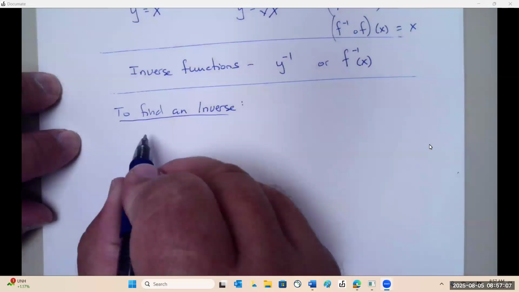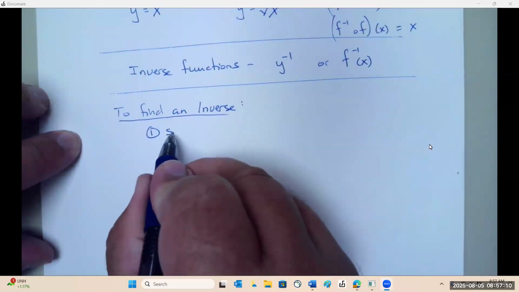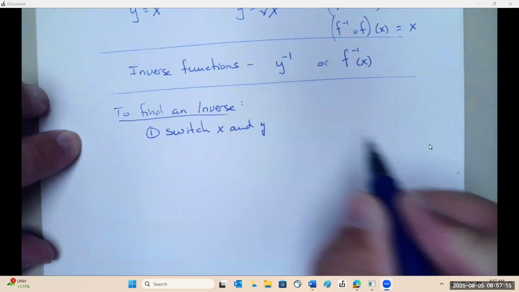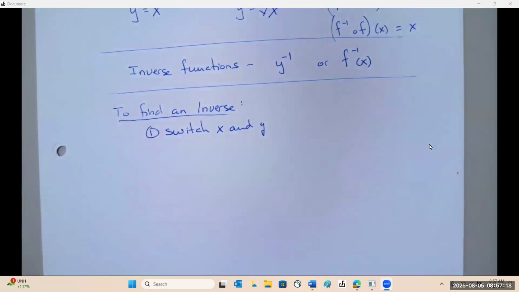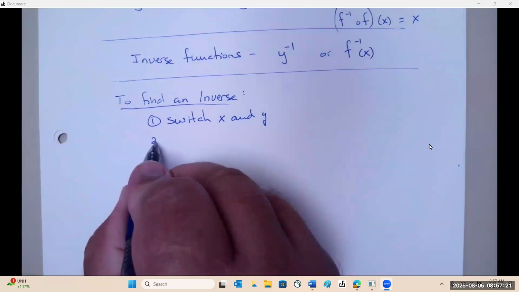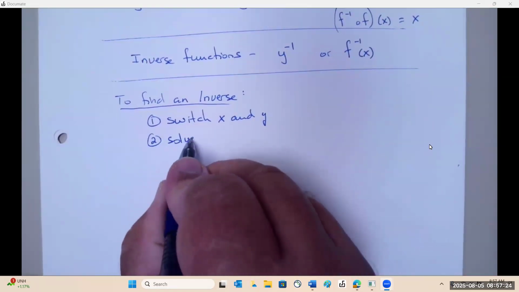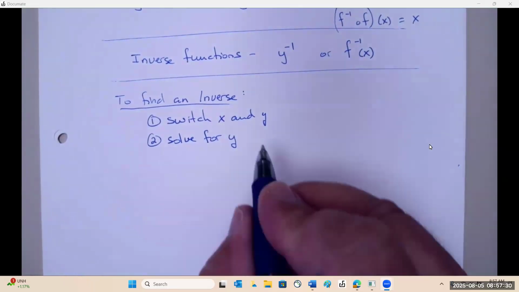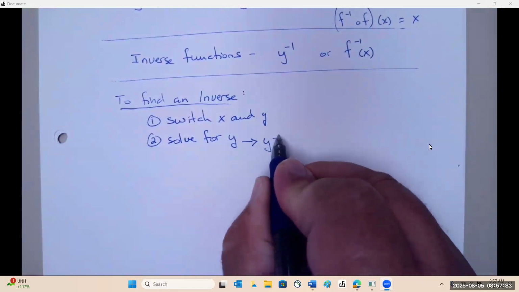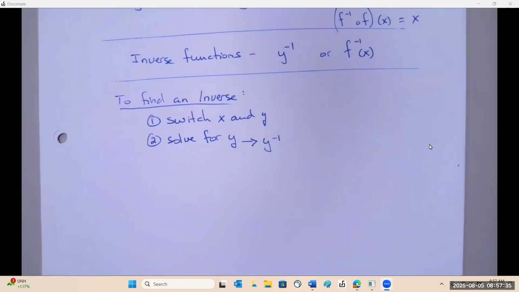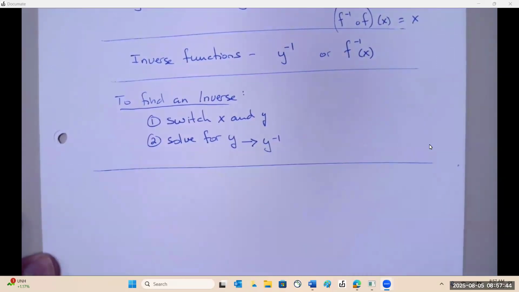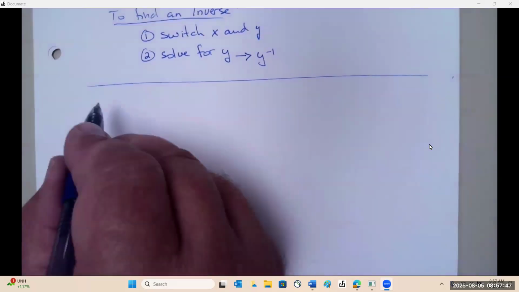To find the inverse, first thing you do, switch x and y. And then from there, solve for y. That y has now become your inverse. And we'll do some of those in a second. So let's look at example 1.